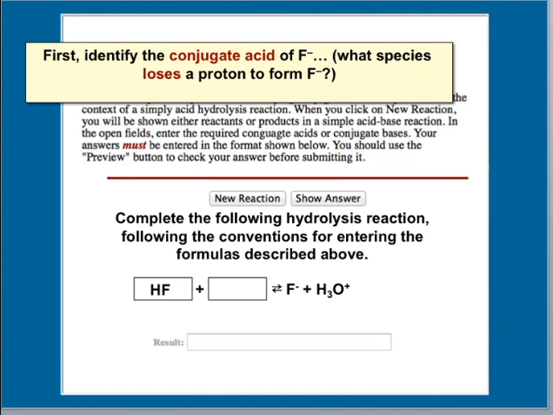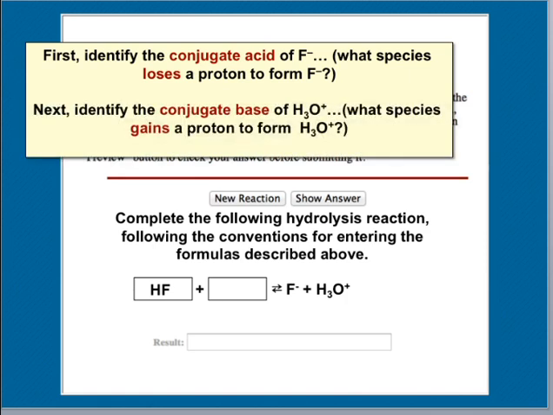Now, for the forward reaction here, what is the Bronsted base? What accepts the proton from HF? Water, absolutely. H2O accepts a proton, that's our Bronsted base, and we get hydronium.